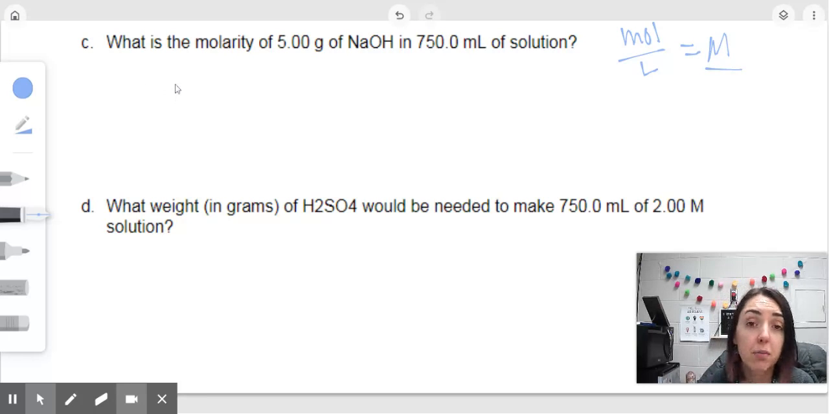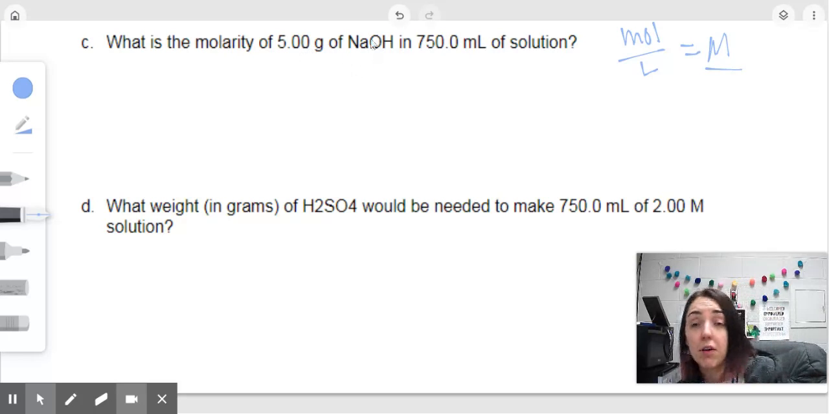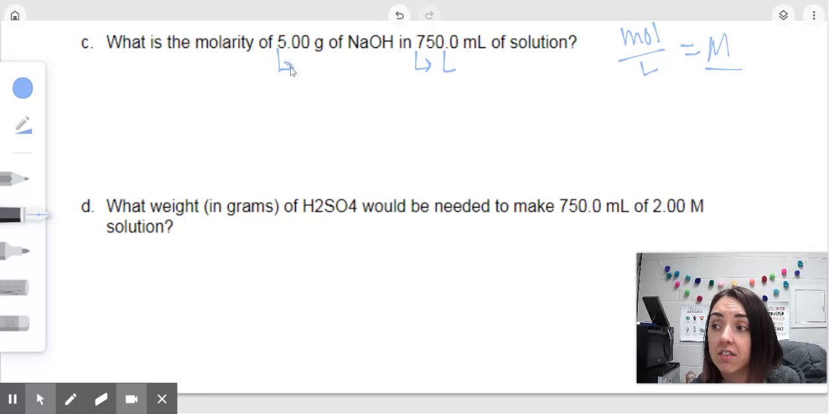So here we're trying to find the molarity of a sodium hydroxide solution. So two things we need. We need moles and we need liters. We have neither of those things. So I need to convert this to liters and I need to convert this to moles. So again, to get molarity, you need moles, you need liters, those two things.